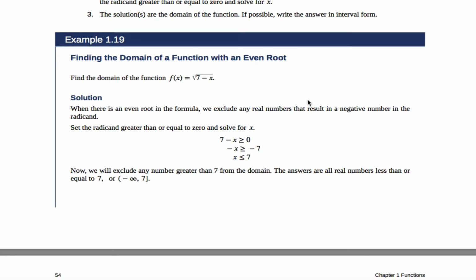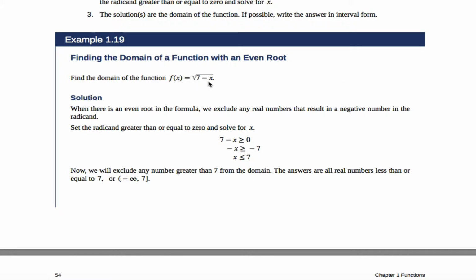All right, example 1.19. The basic idea with this problem is, as I've mentioned in some previous examples, there are two things that you have to worry about at this point in your class when you're talking about the domain of a function. Don't divide by 0, and don't take the square root, or really any even root, so the 4th root, the 6th root, etc., of a negative number.